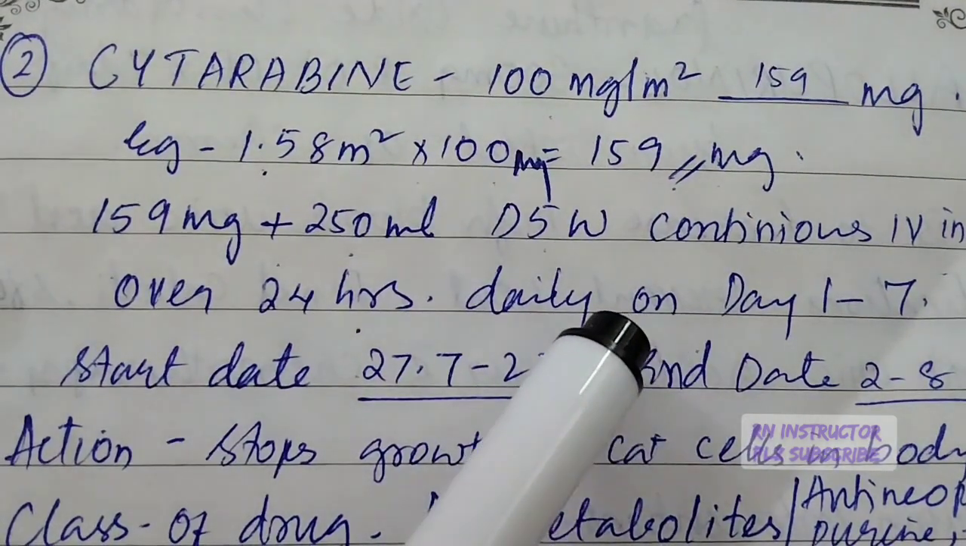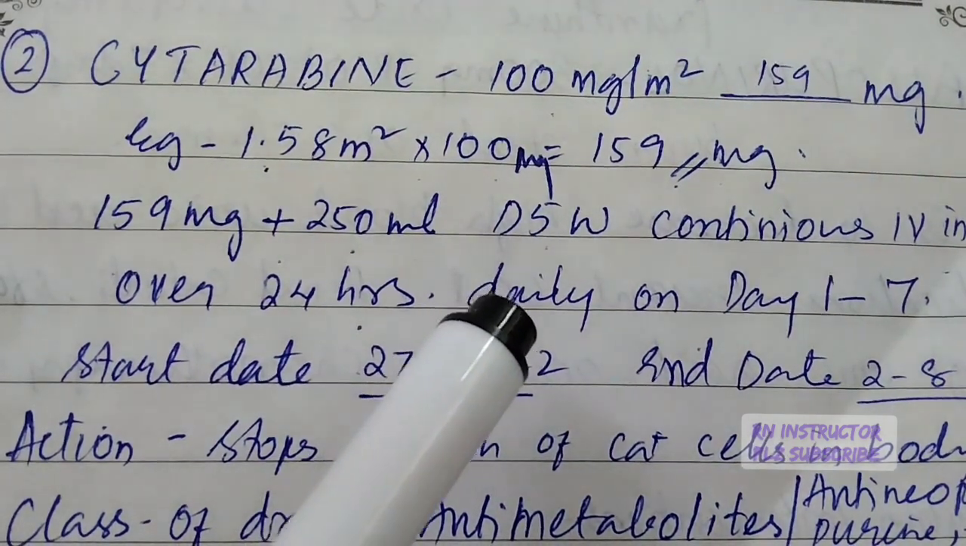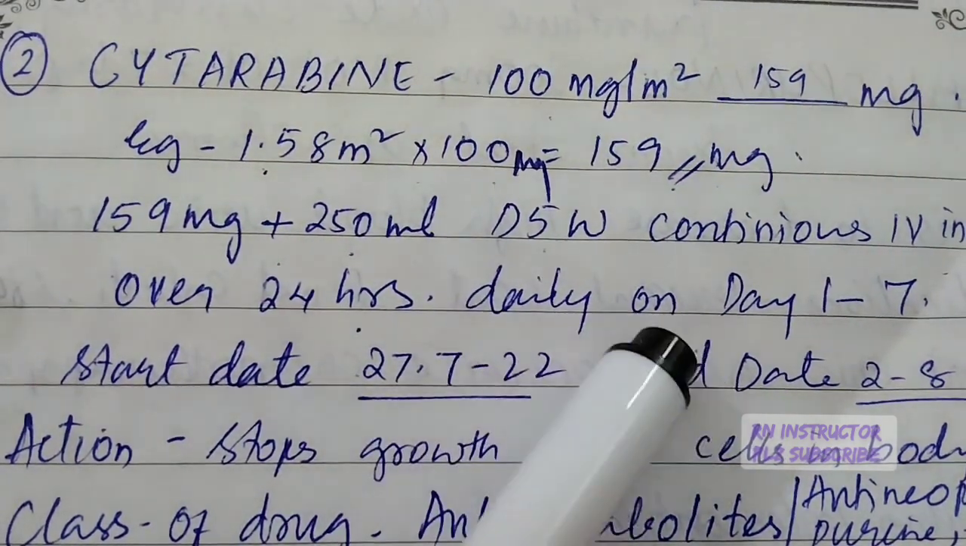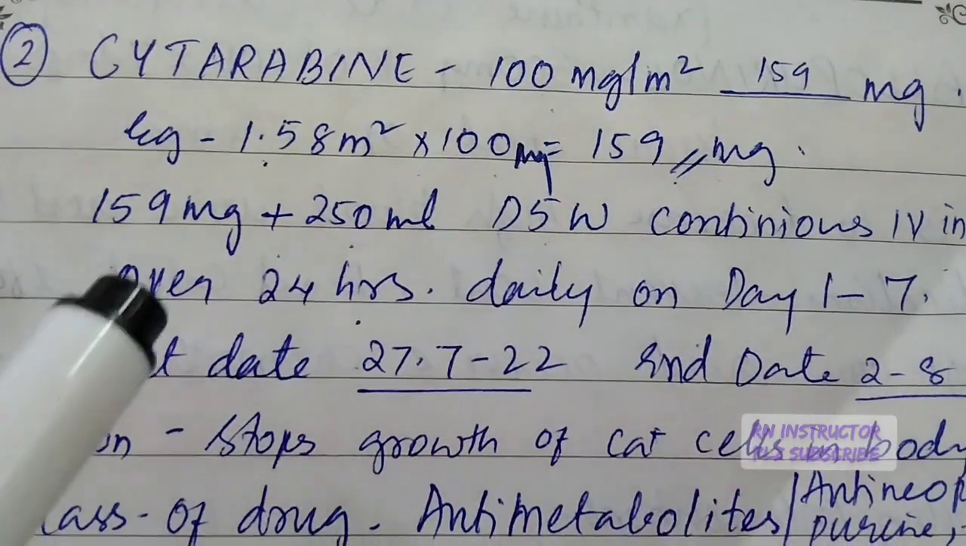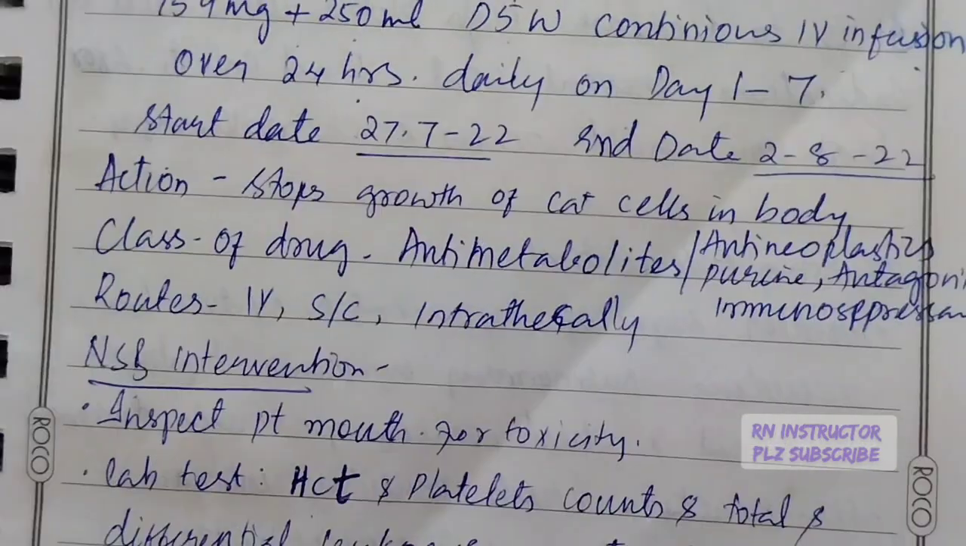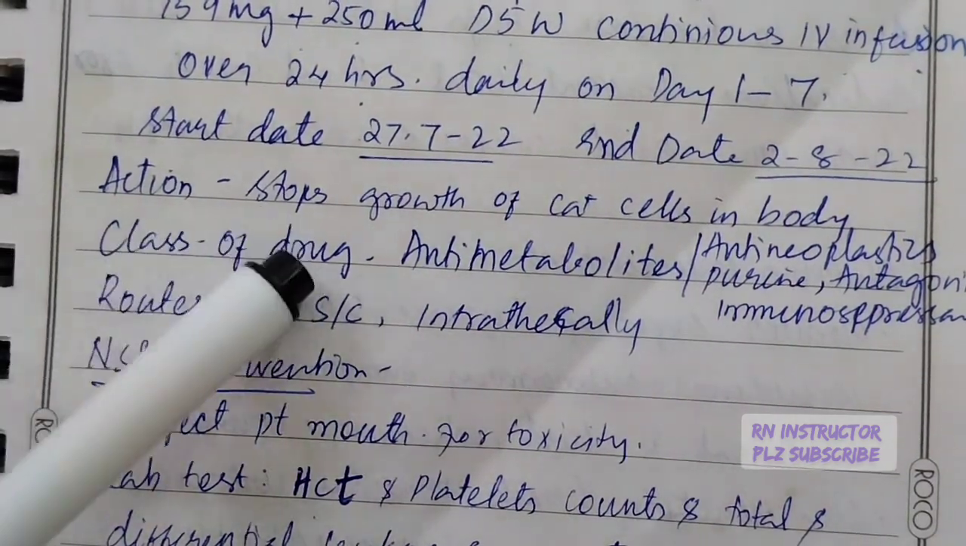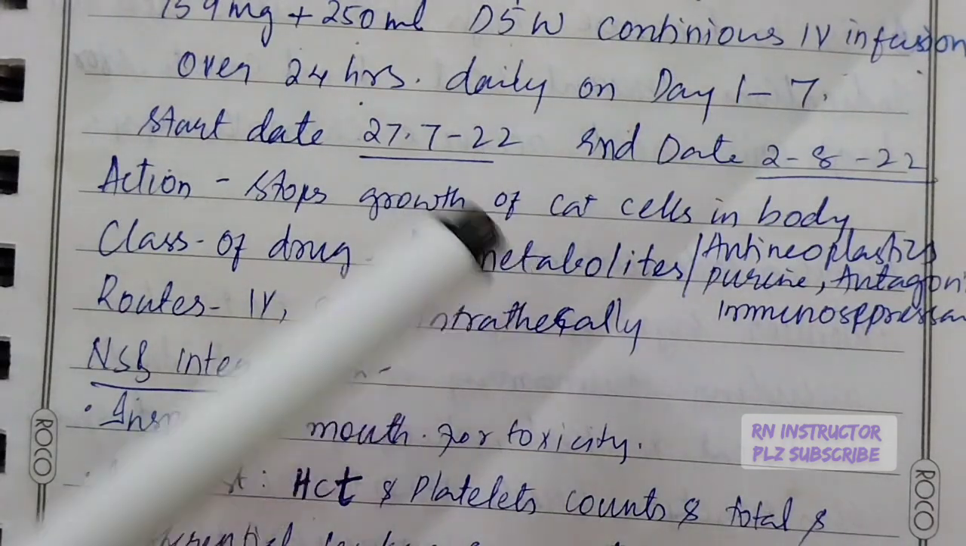So previously daunorubicin is given just for half an hour and for 1 to 3 days only, whereas here it is 1 to 7 days. Then the starting date and the end date also need to be mentioned. What is the action of cytarabine? The action is to stop the growth of the cancer cells in the body.